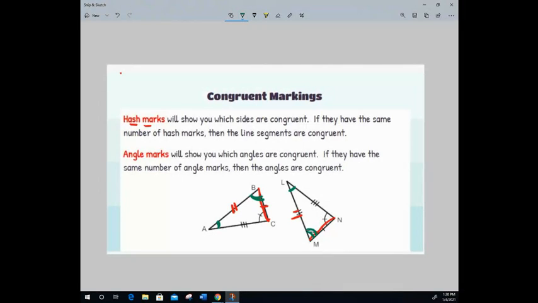And the last one, sometimes you'll see an angle mark like this, and then it'll have one hash mark on it. That means that they're congruent or the same as well. So angle N would be congruent to angle C as well. So you can use those hash marks and angle marks to help you figure out whether or not angles and line segments are congruent.